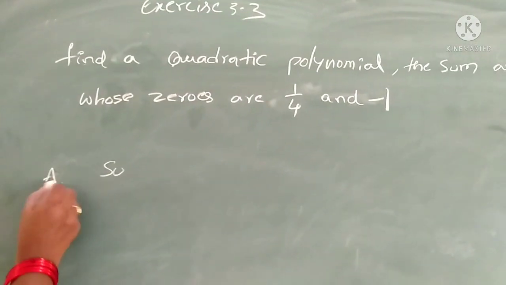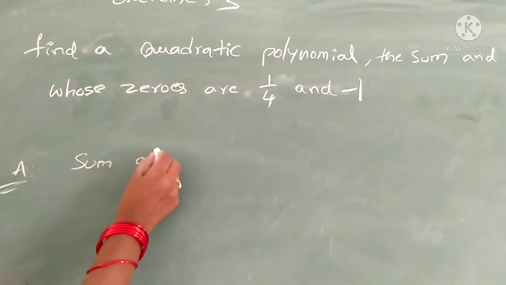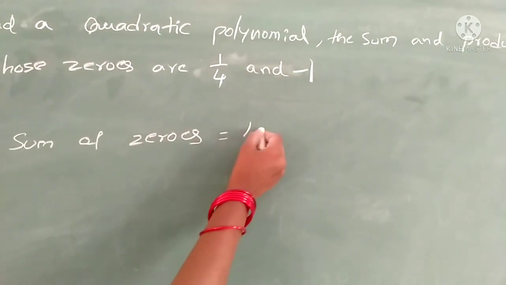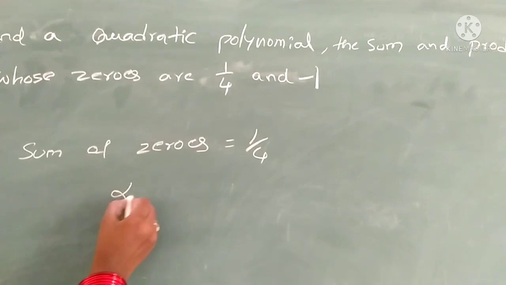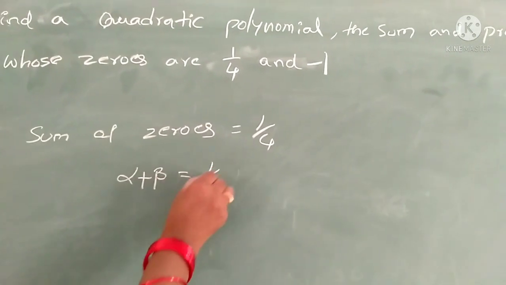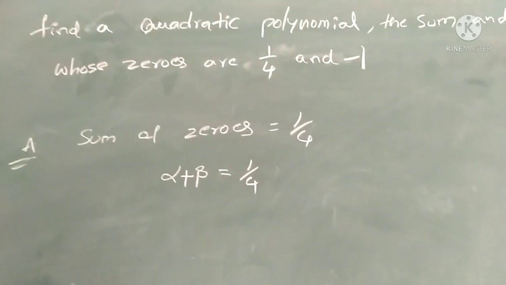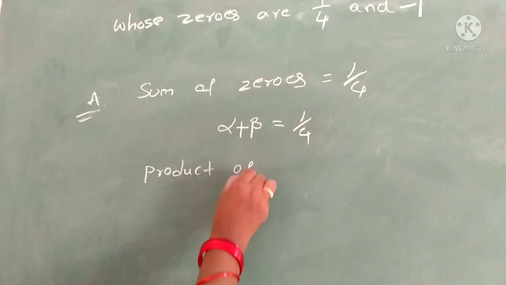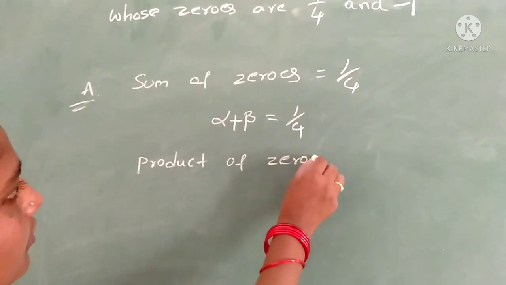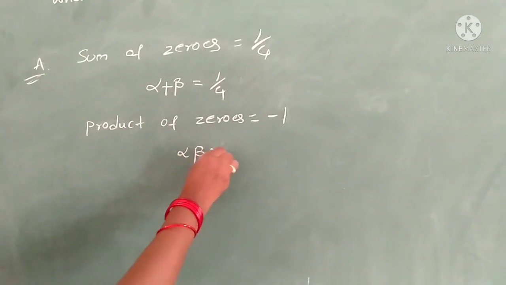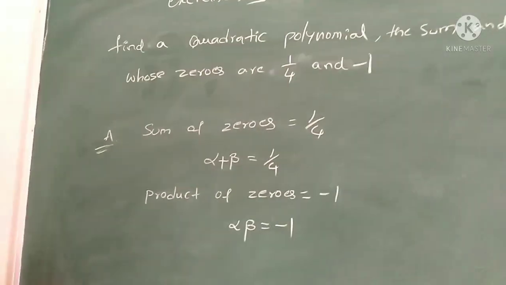Sum of zeros equal to 1 by 4. It means alpha plus beta, so alpha plus beta value is 1 by 4. Next, product of zeros is minus 1. It means alpha into beta equal to minus 1.